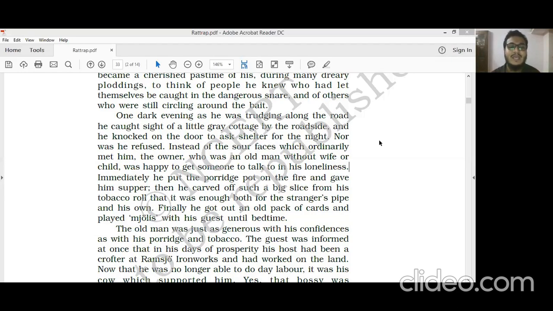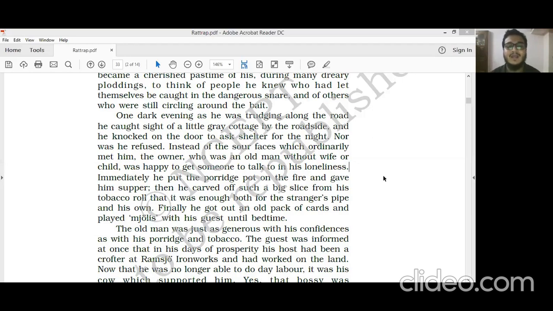Okay, next one. Immediately he put the porridge pot on the fire and gave him supper. See, students, you might have eaten dalia. You might have seen dalia. As it is prepared, in the same way this porridge pot on the fire is a heavy meal prepared for the guest. Who is the guest here? The peddler, the vagabond, is the guest there. For him, he has prepared a heavy meal.